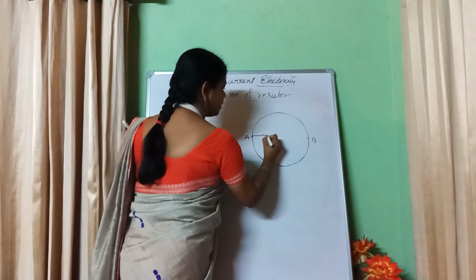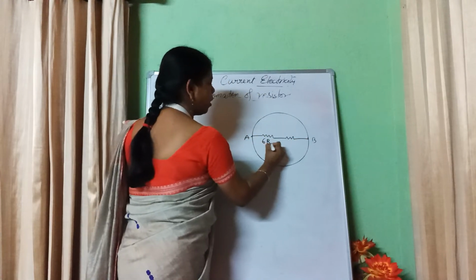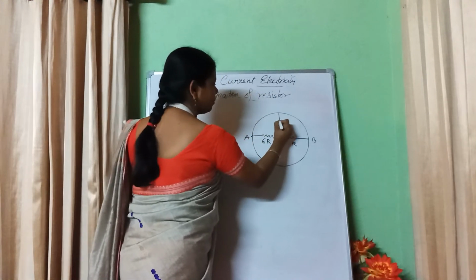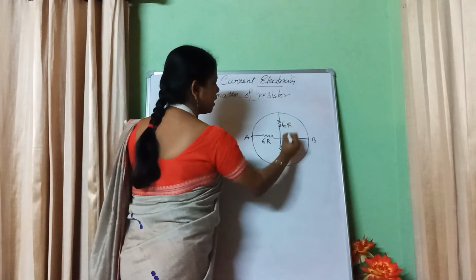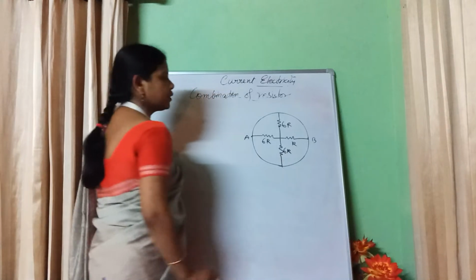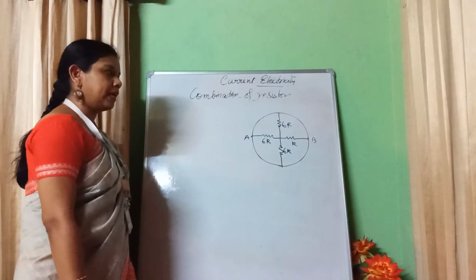And here we have a resistor, and on the other side we also have a resistor. Suppose this is 6R. It is R, and from the other side also we have R. And this one is again 6R. It's given that you have to calculate the equivalent resistance across AB.